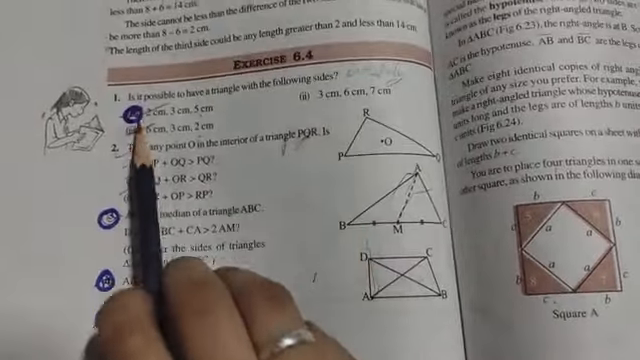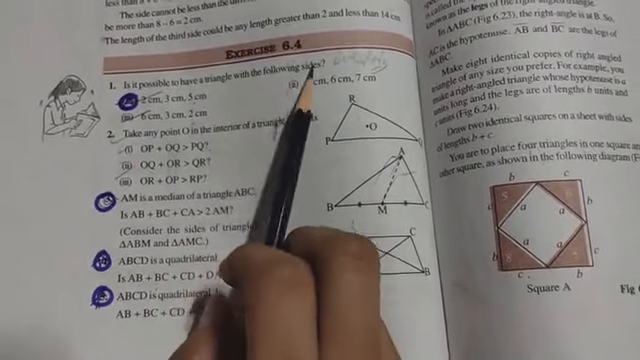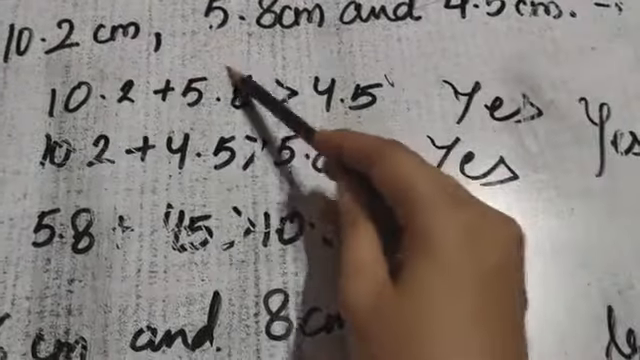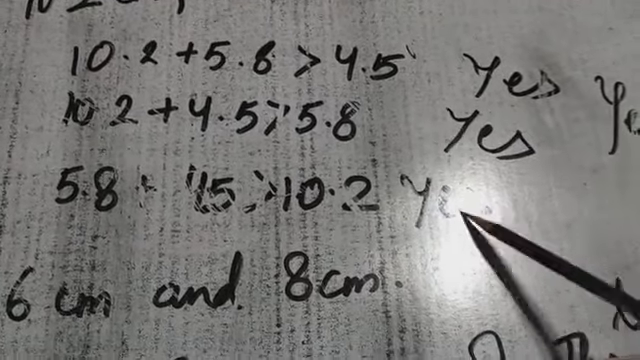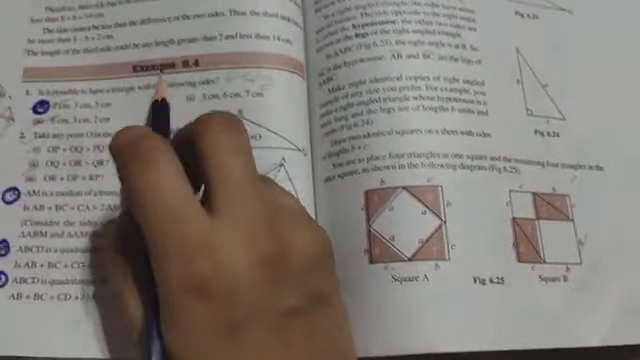Now we will move on to exercise 6.4. After that we will move on to the next topic. First we will do this exercise 6.4. Before that there is no exercise. So coming to this exercise, as you can see in the first question, is it possible to have a triangle with the following sides? So what you have to do is, as we have done in this example, we'll make these three situations and we'll check. If we get yes, yes, yes in all three, we can say yes, they can form a triangle.